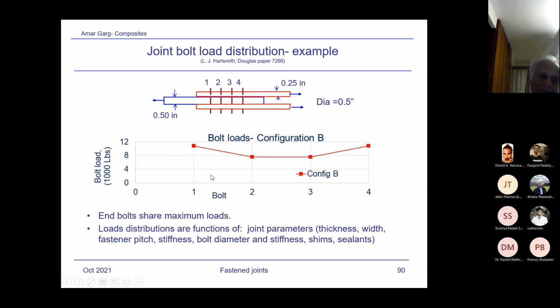So you can see here, this is a half-inch thick strap. 1, 2, 3, there are 4 fasteners, all fasteners of the same diameter. And you can see the result. The middle fasteners pick up lower load, and external fasteners pick up higher load. If I consider this to be around 11,000 pounds, and this is about 8,000 pounds, the ratio would be almost 30% higher for these loads compared to this one.